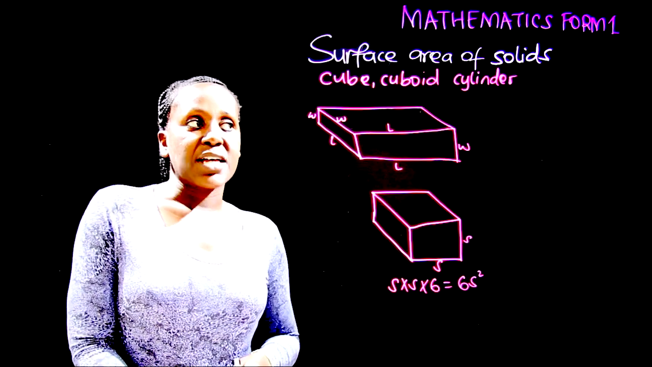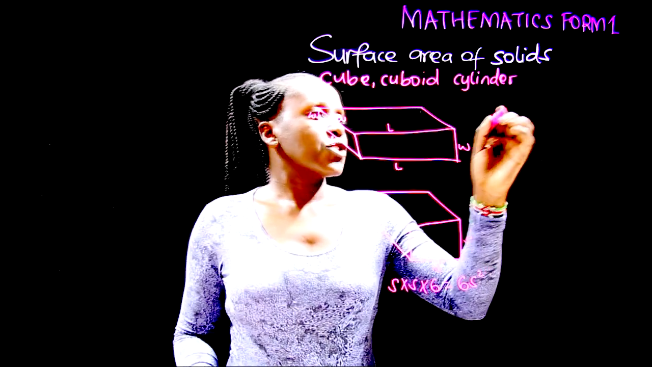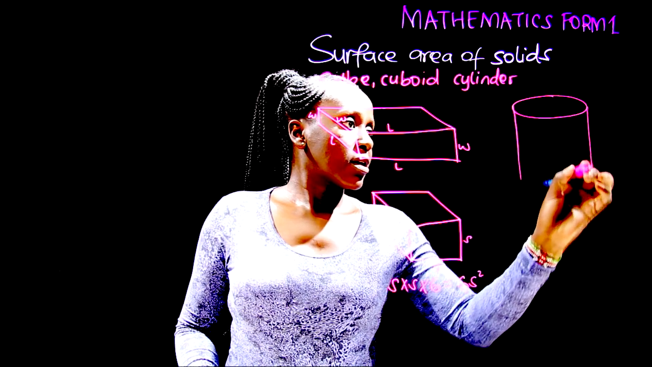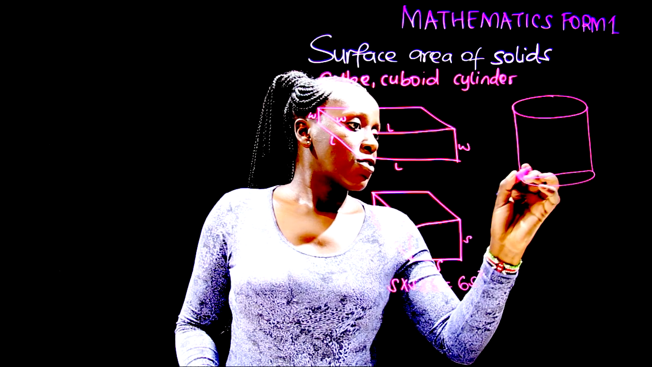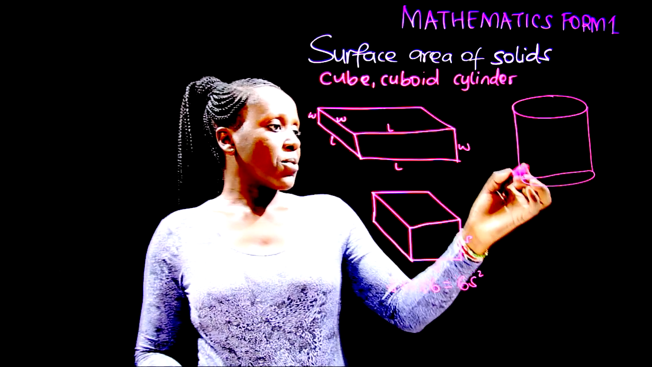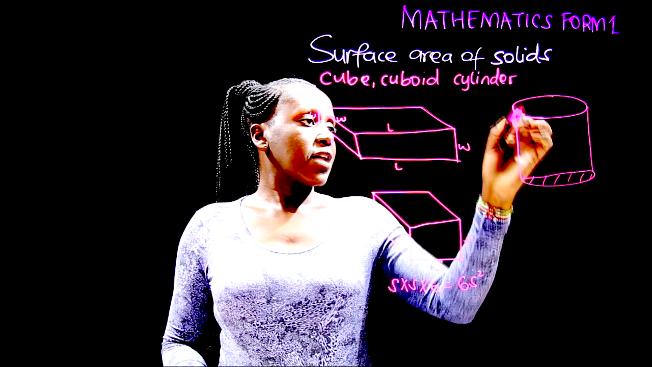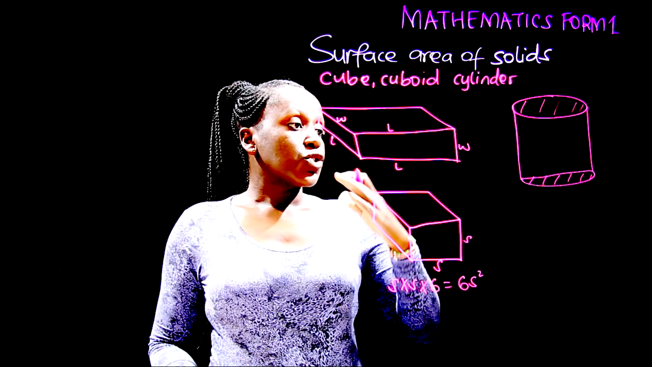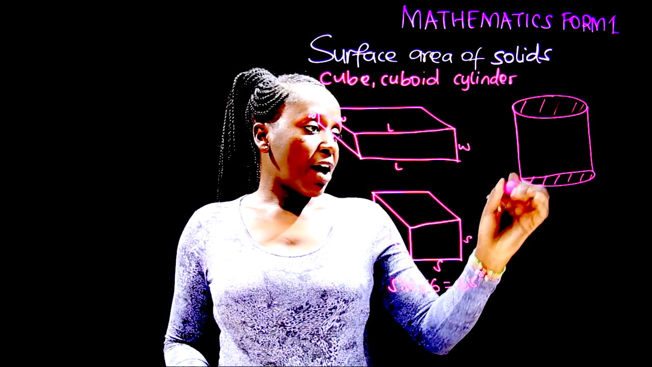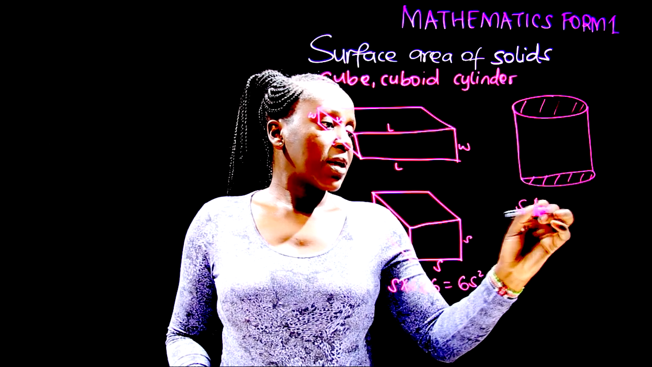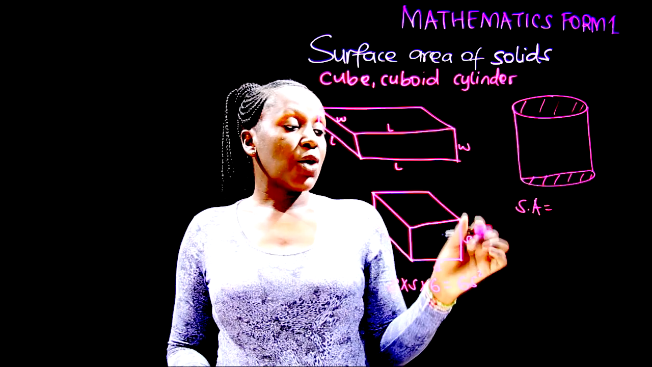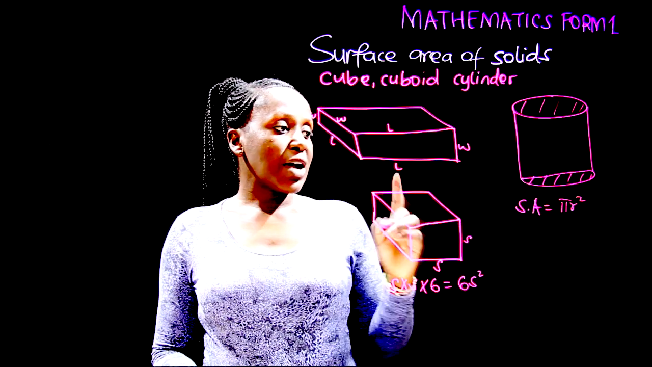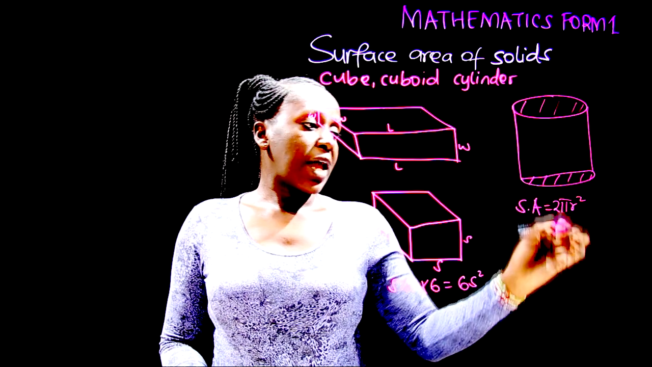Then finally we have a cylinder. Okay, so this is it. For a cylinder, we have three sides. We have a circle here, and then we have another one here, and then we have the curved surface. So for us to get the surface area of a cylinder, we will take into account the area of the two circles which are equal. So pi r squared is the area of one circle. So since there are 2, we multiply by 2.